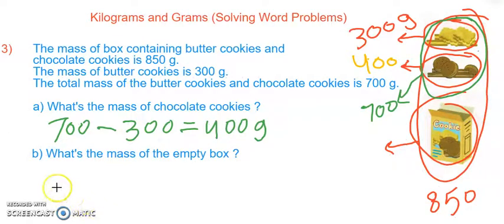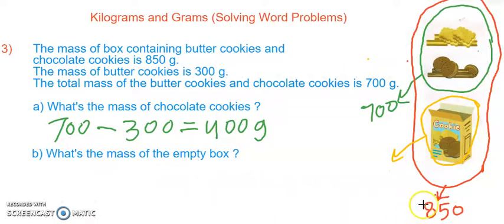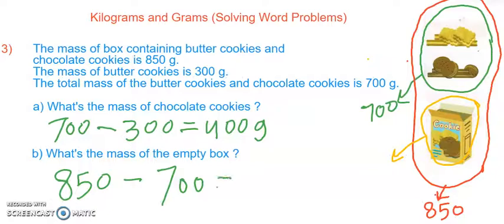Now let's move to another question. What's the mass of the empty box? Well, we know that the total mass of the box and all the cookies is 850 grams, and the mass of cookies all is 700 grams. So now we want to get the mass of the empty box. This means we have to write 850 grams minus 700 grams, right? Why did we do that?